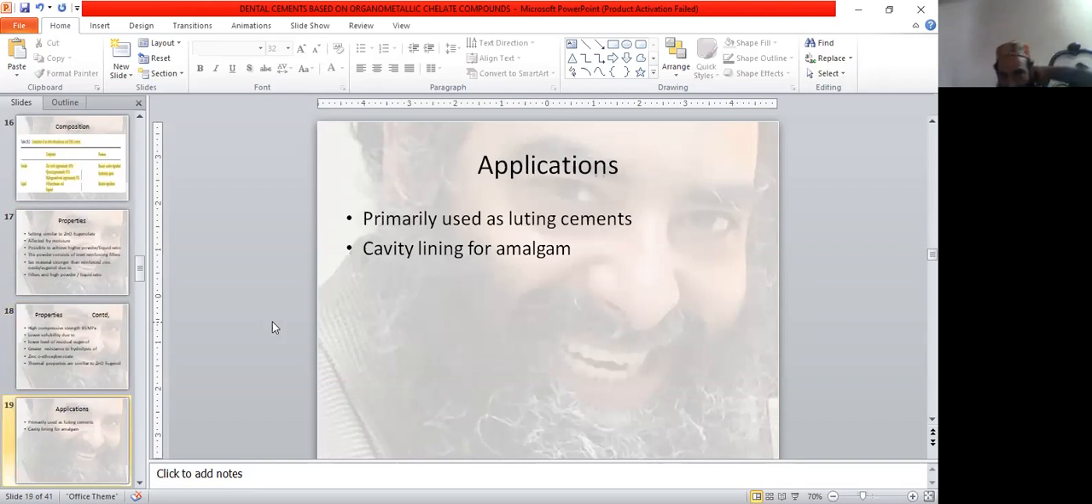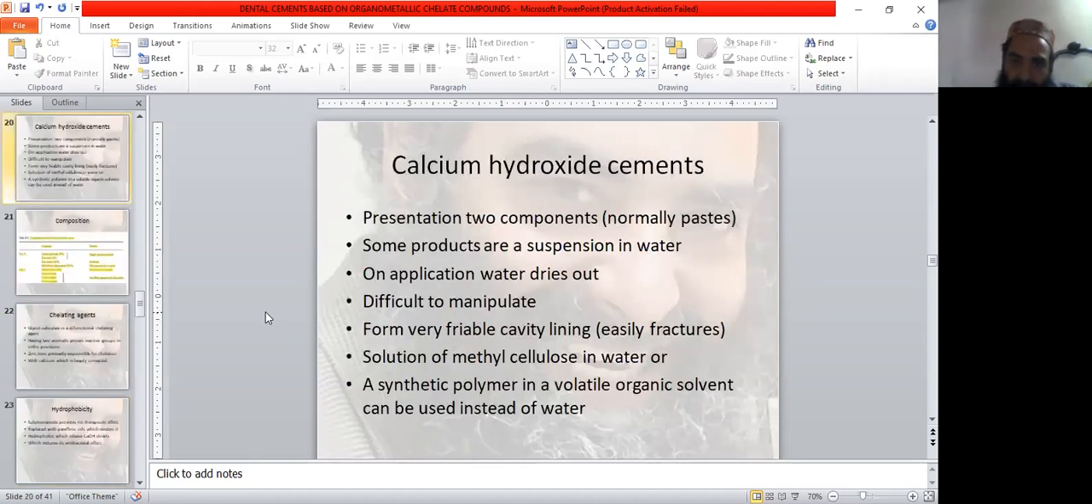Applications are primarily used as luting cement and cavity lining for amalgam. Now the calcium hydroxide cements. Presentation is two components. Normally it is present in pastes, but powder is also there. Some products are a suspension in water. On application, water dries out. Difficult to manipulate. Form very friable cavity lining. Means it can easily be fractured.